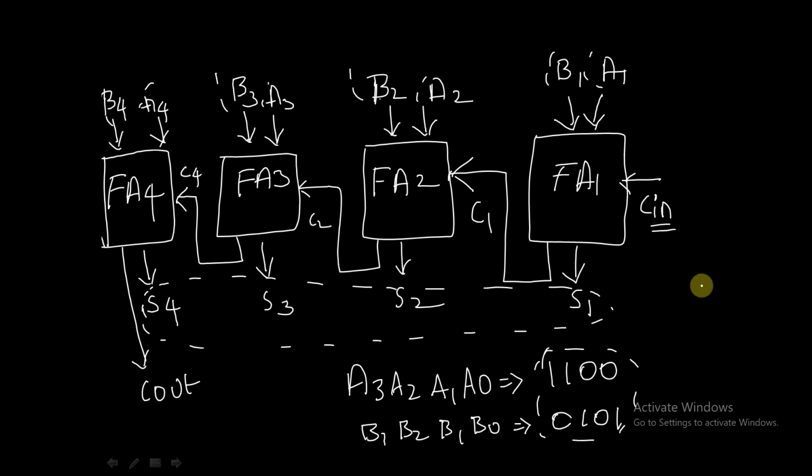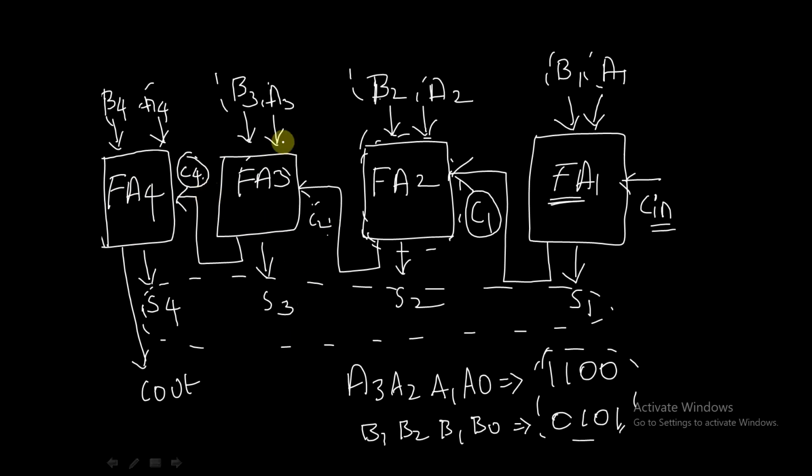And the disadvantage we have also seen: if full adder 2 wants to perform the addition operation, it is waiting for the previous stage carry generated by full adder 1. If full adder 3 wants to perform the addition between A3 and B3, it is waiting for the previous stage carry, that is C2. So there is a dependency upon the generation of the previous stage carry. And if full adder 4 wants to perform the addition, it is waiting for the carry generated in the previous stage, that is C3.